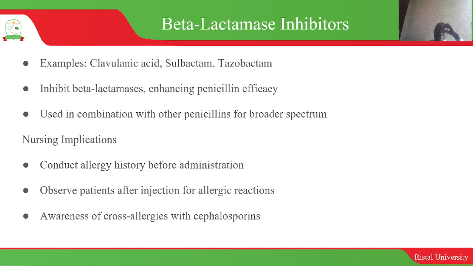We have the beta-lactamase inhibitors. Examples are clavulanic acid, sulbactam, and tazobactam. They inhibit the beta-lactamases, enhancing penicillin efficacy. They are used in combination with other penicillins, as we saw last time with amoxicillin, so that they offer a broader spectrum.